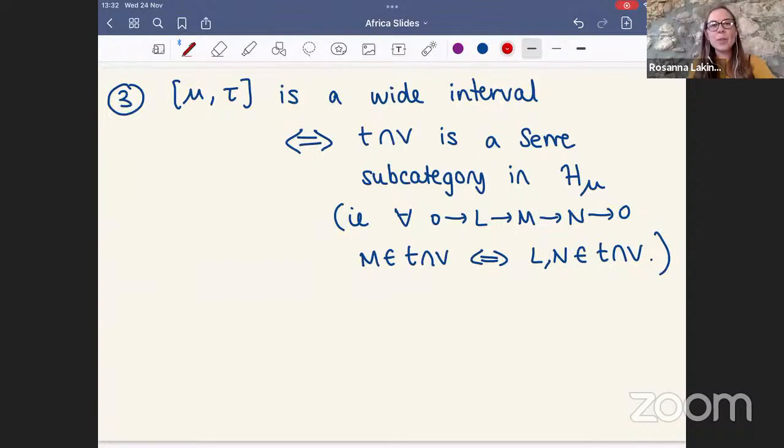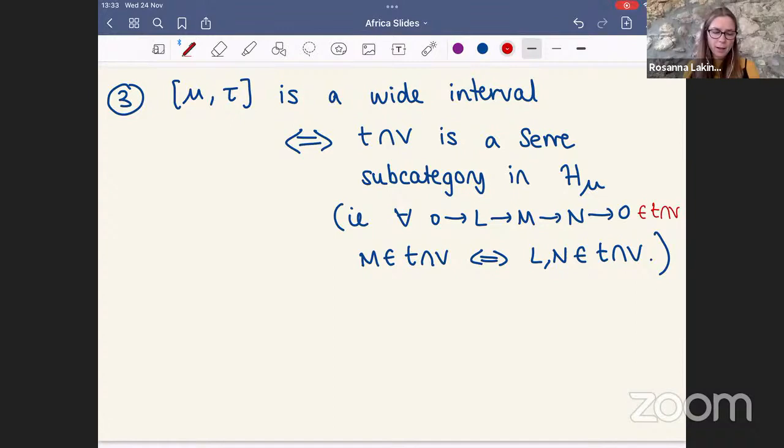So this is our result. And the third part of the proposition is that if we have a wide interval, then the torsion part of the torsion pair inside H mu is a Serre subcategory. So it's not just a torsion pair, it's a special kind of torsion pair. The torsion class is closed under subobjects. A Serre subcategory is a subcategory such that for any short exact sequence inside T intersect V, we have that M is in T intersect V if and only if L and N are in T intersect V. And these Serre subcategories allow you to localize the category, so these come up very often. So by shifting into the derived category, we have a new characterization of wide intervals.